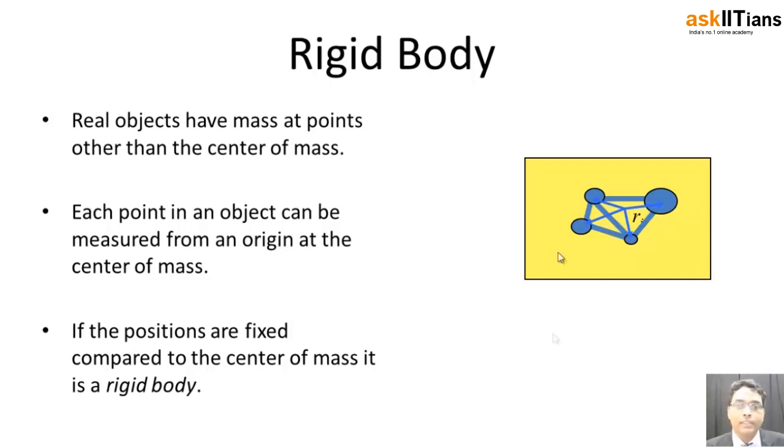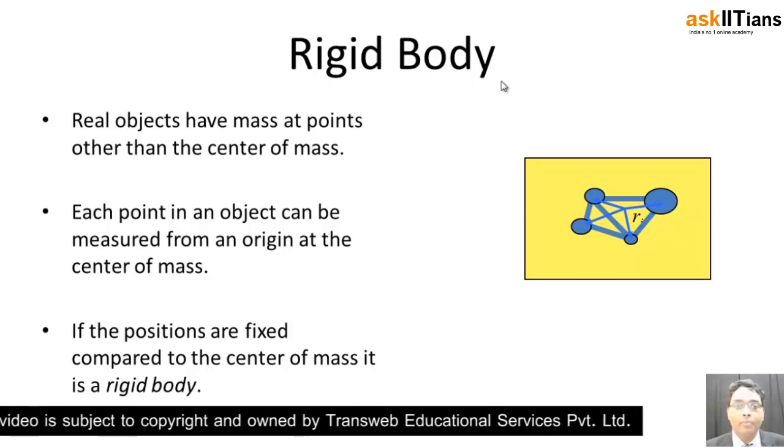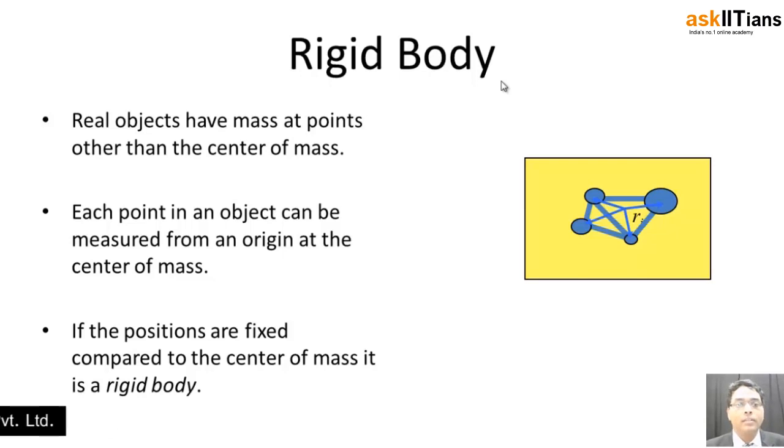The first thing that we need to understand is what exactly is a rigid body. The rigid bodies you can see all around you, the objects which have the masses fixed at a particular point. That is what is meant by a rigid body. Whenever you have a rigid body, every point is going to be defined with a particular position, and therefore they are going to have a center of mass. So they have mass at points other than at the center of mass. Obviously at the center of mass as well there will be some mass.